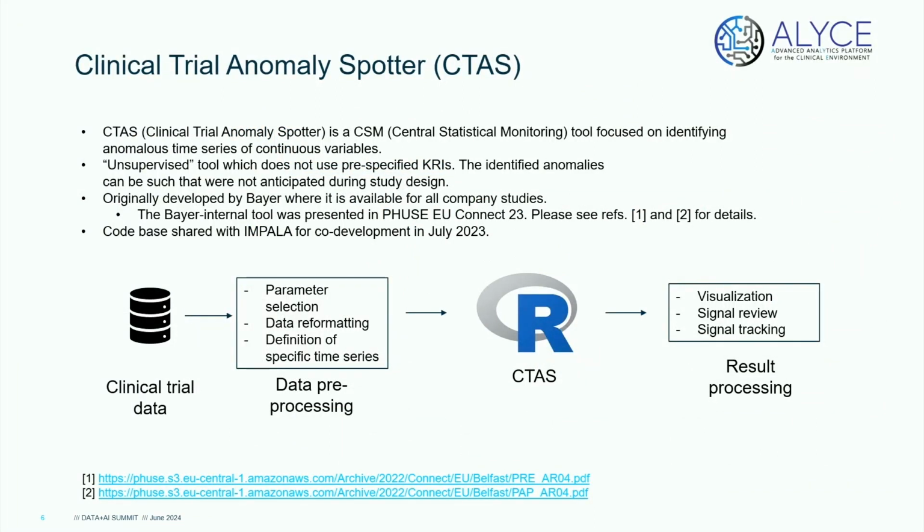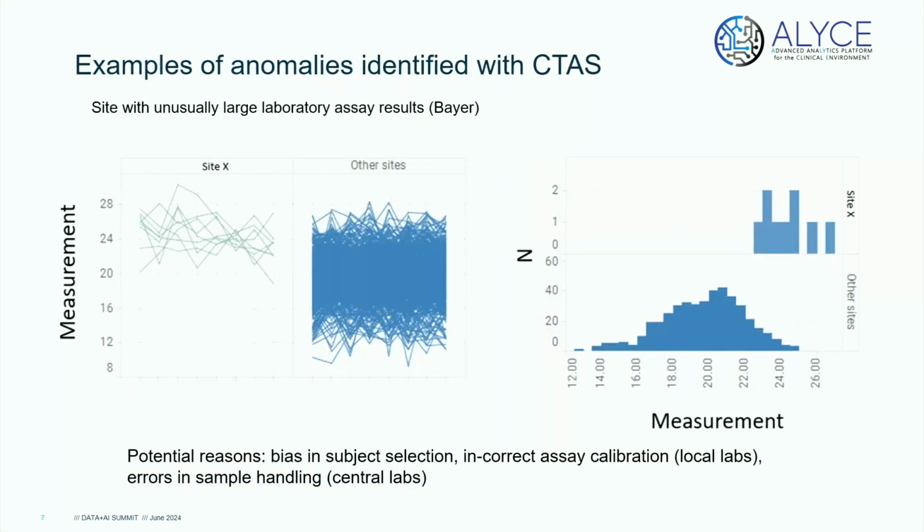Okay, then another example, which is running on the ALYCE platform, is some statistics I chose to show here. That is called Clinical Trial Anomaly Spotter, CTAS. And it's an unsupervised tool. And you see it perfectly fits in setups like the Lakehouse setups; it is technically nothing else than an R package in the end that works on clinical study data. So you load the data, you do a little bit of pre-processing, you apply the spotter on it, and then you can visualize the results.